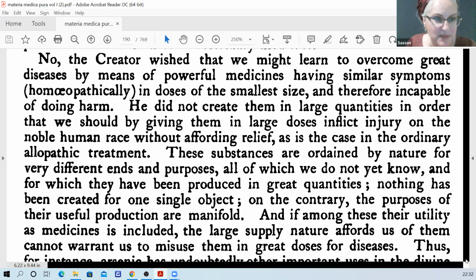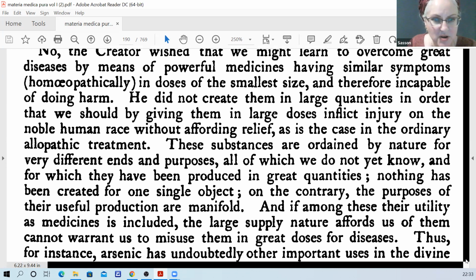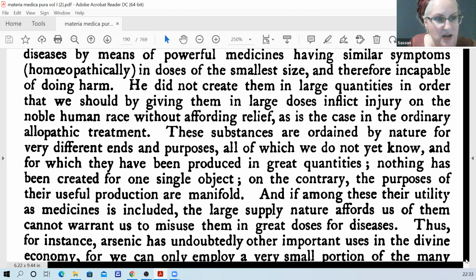He did not create them in large quantities in order that we should give them in large doses, inflicting injury on the noble human race without affording relief, as in the case of ordinary allopathic treatment. These substances are ordained by nature for very different ends and purposes, all of which we do not yet know, and for which they have been produced in great quantities. Nothing has been created for one single object. On the contrary, the purposes of their useful production are manifold.